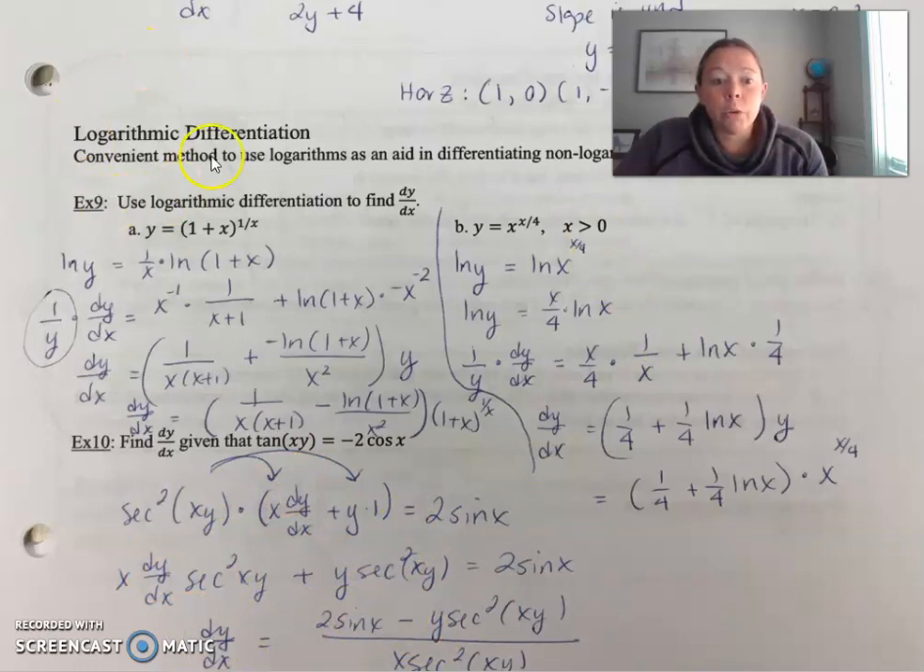This logarithmic differentiation concept is really nice. There are some times where it's convenient to use, but then there are times where you have to use it. So you need to be very comfortable with it.